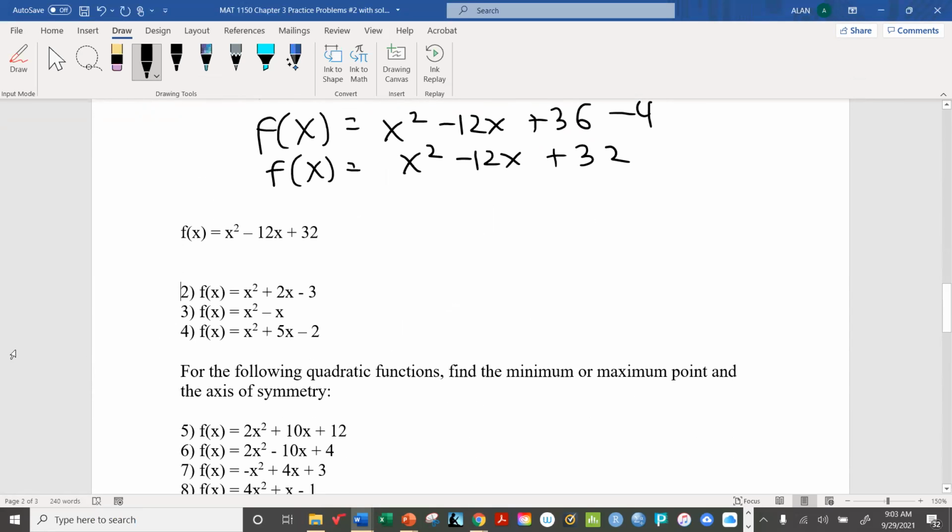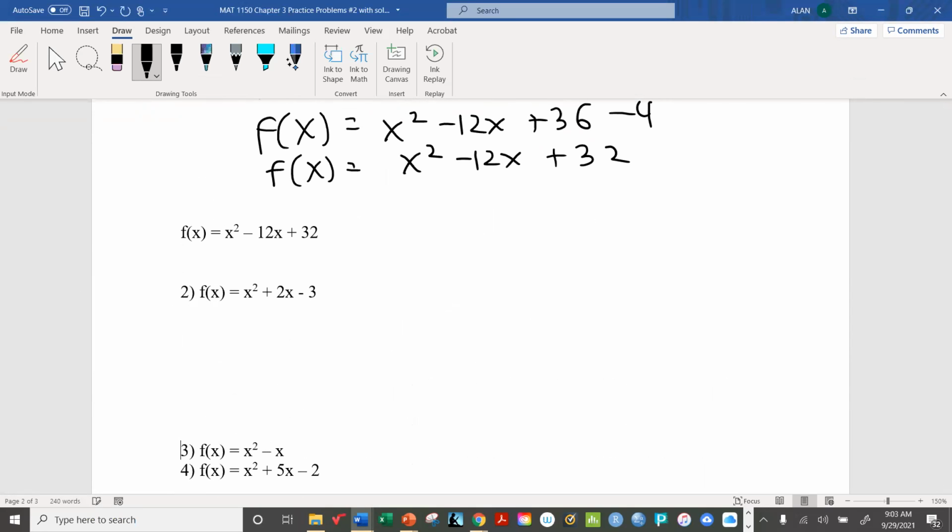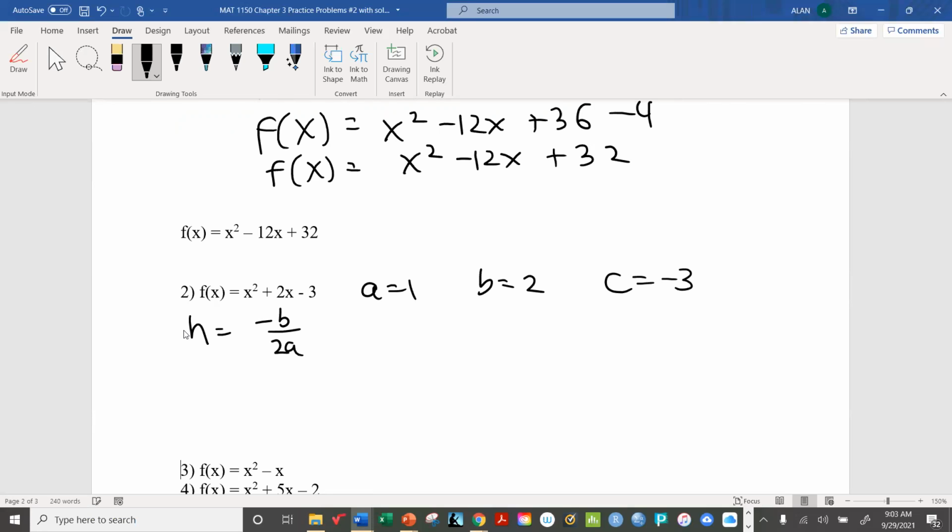All right, now you don't have to do this every time, but sometimes it might be a good idea. Now for this one, we'll follow through the same procedure. A is 1, B is 2, C is -3, H is minus B over 2A.